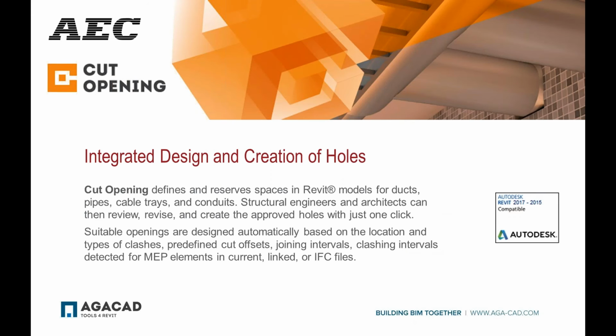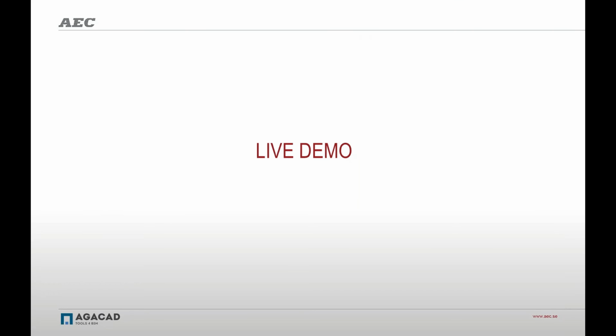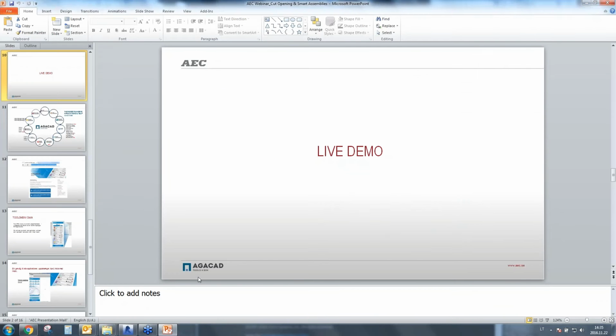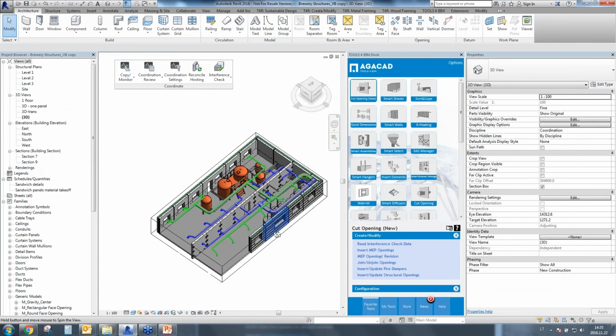So we will use two different softwares. We'll use cut opening. So the cut opening is making holes for ducts, pipes, cable trays, and conduits where they clash with the structural model. And we will use smart assemblies. This is shop drawing generation with corresponding views and dimensions, updates, etc. So I don't want to speak about all this just literally, and I want to show you how it works in real life.